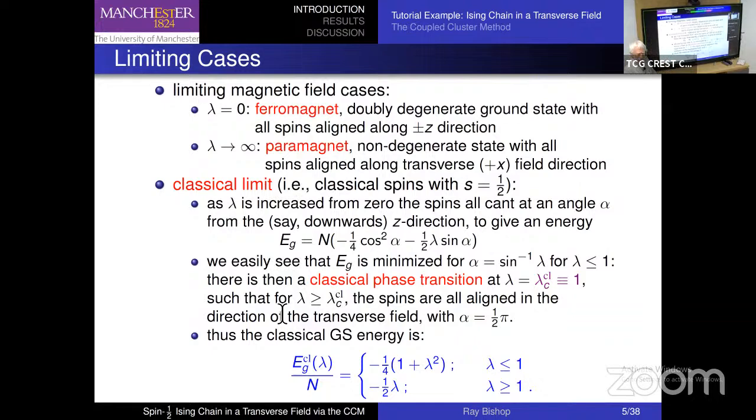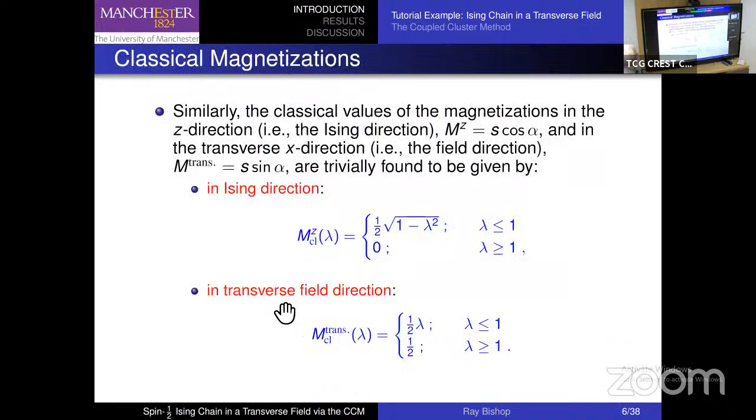When lambda is bigger than one, the spins all align in the x direction. So they turn on lambda. Lambda equals one, they're in the field direction. And as lambda increases further, they stay in that direction. So we've got a classical phase transition at lambda equals one. Doesn't get any simpler, right? That's why it's a tutorial model.